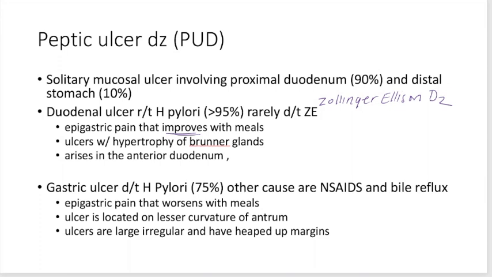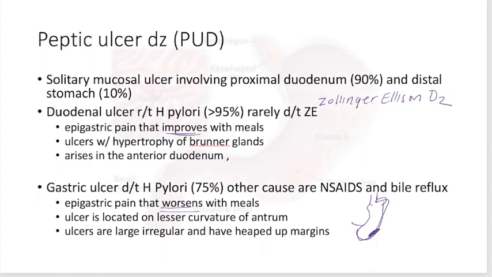When we talk about a gastric ulcer, we are talking about H. pylori in 75% of those again. Others would be peptic ulcer, steroids, bile reflux. So this is epigastric pain that worsens with meals. And then the ulcer is usually located at the lesser curvature of the antrum.